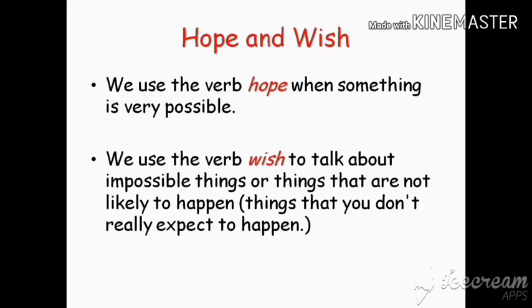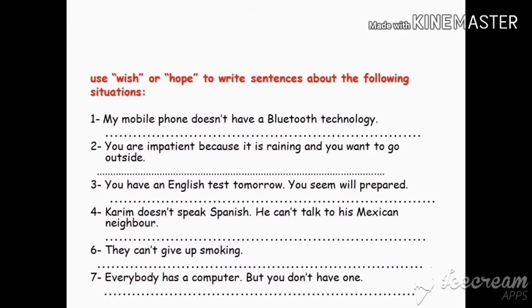And we use the verb wish to talk about impossible things or things that are not likely to happen, things that you don't really expect to happen. Simply put, we use wish when we talk about unreal situations or something that is impossible to happen either in present or future, right? So now let's move on to practice.